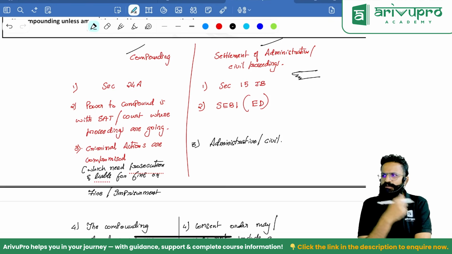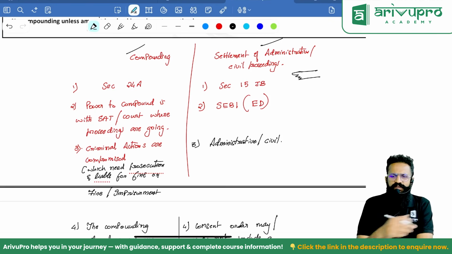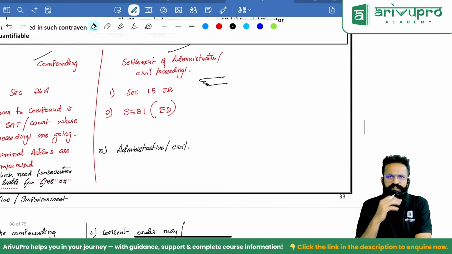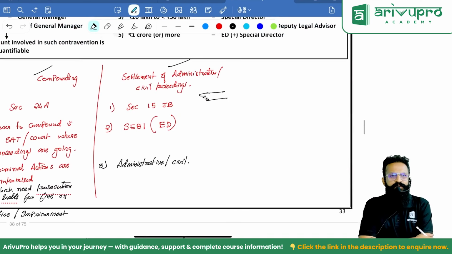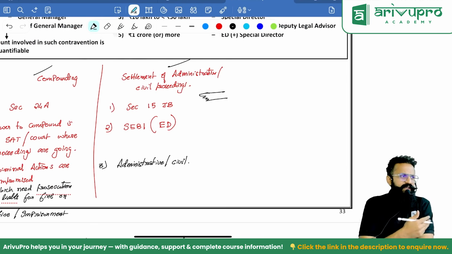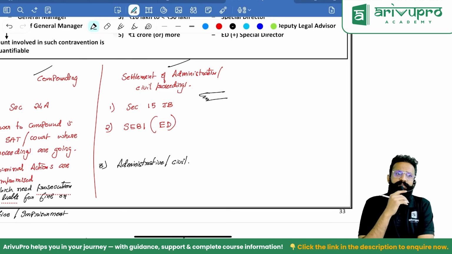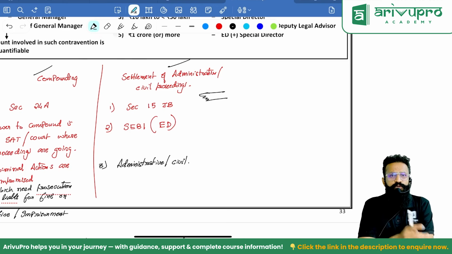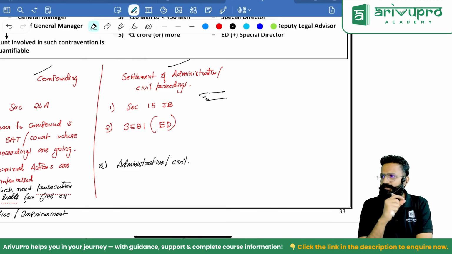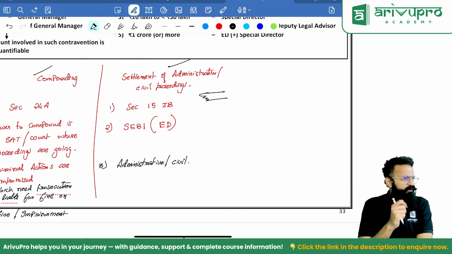But in short, what is the difference? Settlement of administrative or civil proceedings, if you remember, in the last chapter we saw, where SEBI suo moto or the applicant will come and enter into a compromise with SEBI. It can be civil proceedings. Imagine you had to apply for some license, you have not applied. You have to do certain things within certain days, you have not done it. Now those things can be compromised with SEBI directly. You need not go to any court or any tribunal.